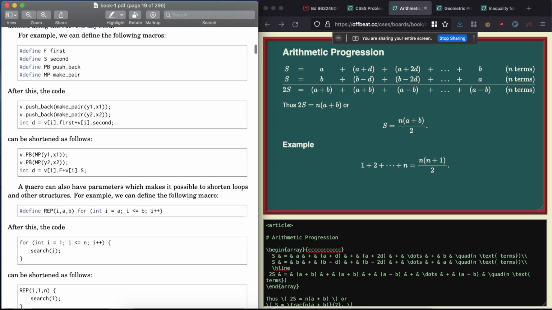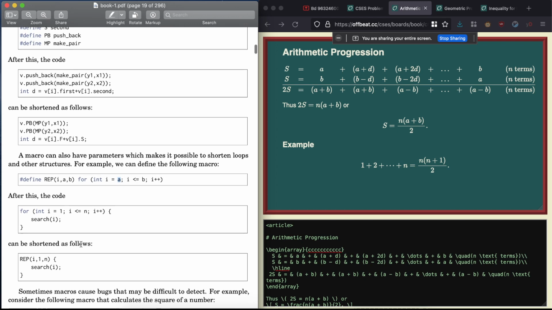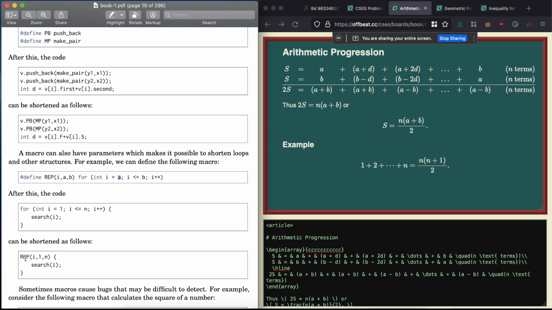A macro can also have parameters, which makes it possible to shorten loops and other structures. For example, we can define the following macro, and this is a macro with parameters, and it has three parameters, I, A, and B. And when it expands, whatever is specified in I will go and sit here. What is specified as A will be sitting here, and so on. So an example will make it more clear.